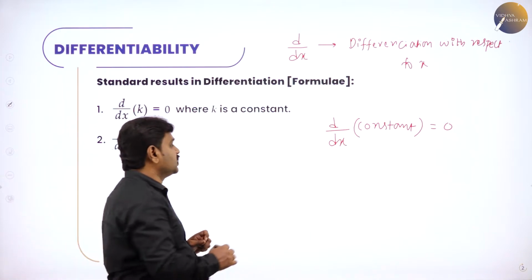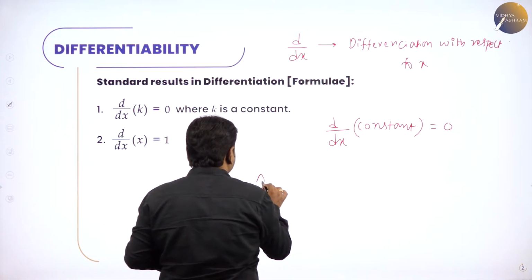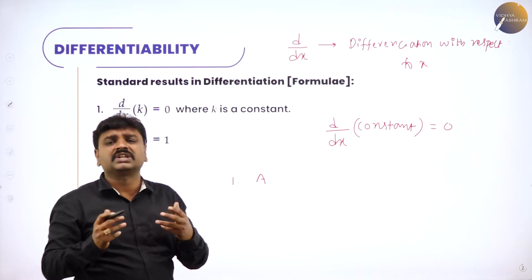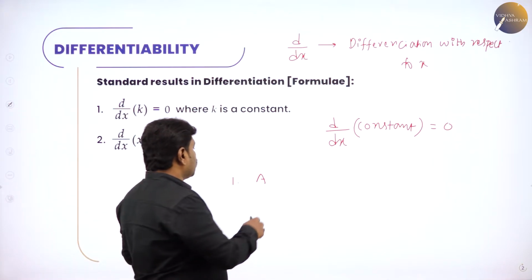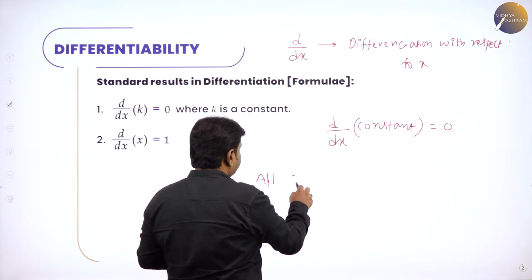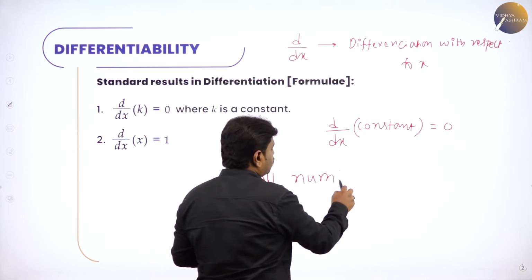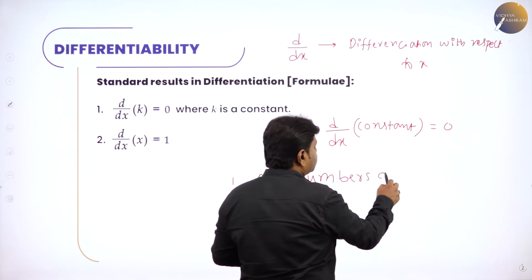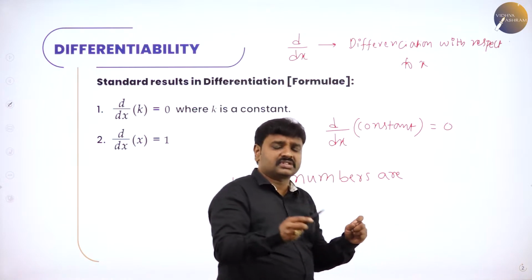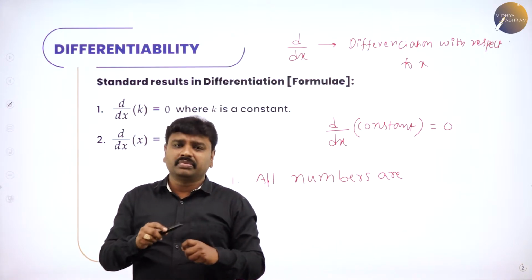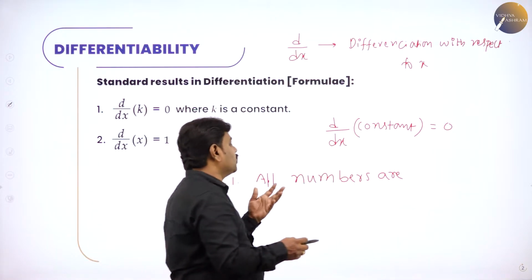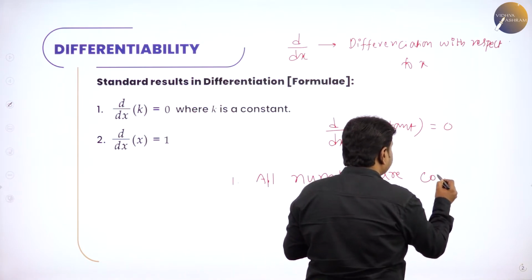What are the constants? All numbers are constants. Constant means whose value does not change. Maybe it's a fraction, maybe it's a negative number, maybe it's a positive number, irrational, rational, any number. All numbers are constants.